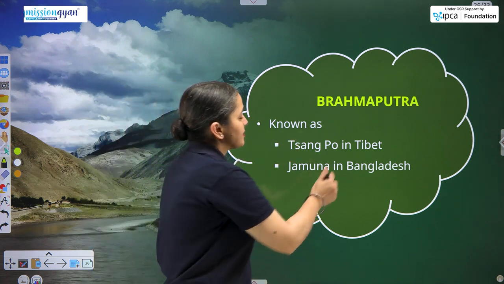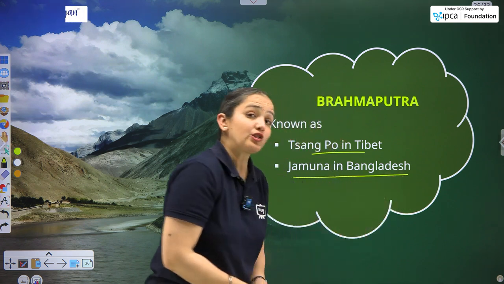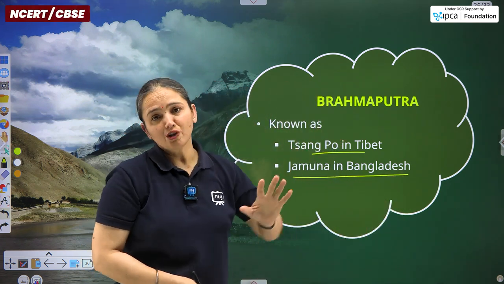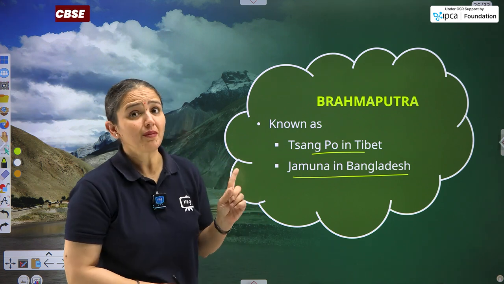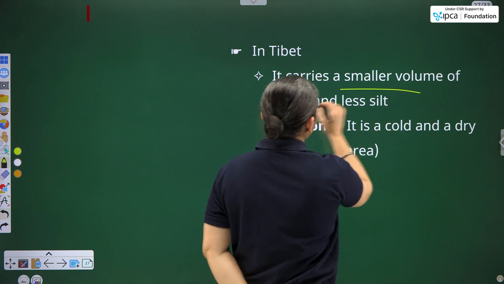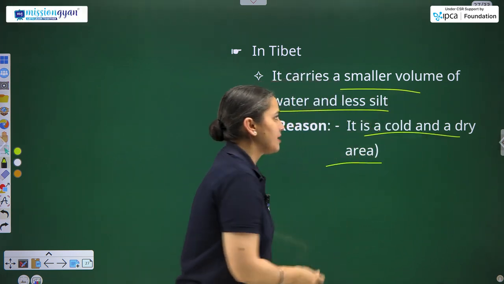Brahmaputra, known as Sangpo in Tibet, I told you, outside India, and Jamuna in Bangladesh. This information has already been provided when I was teaching you about the Bangladesh flow of the Brahmaputra river with the help of the map itself. Then in Tibet, it carries a smaller volume of water and less silt. The reason is that it is a cold and dry area.